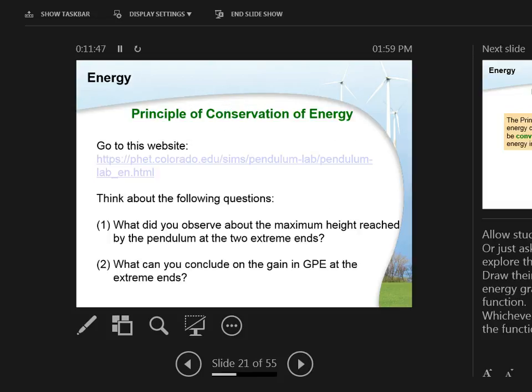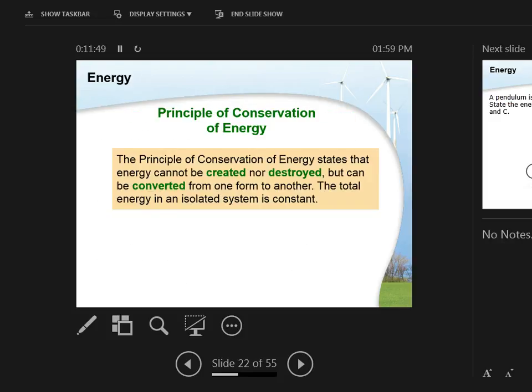So I shall move on to the next portion on energy, the principle of conservation of energy. This one is very important. Open to your textbook, find this, highlight it, put stars around it.